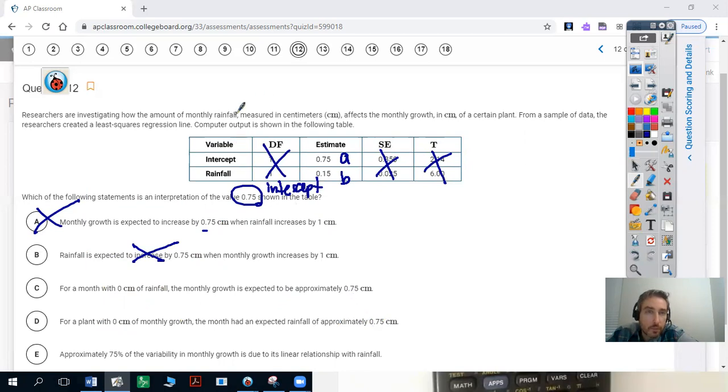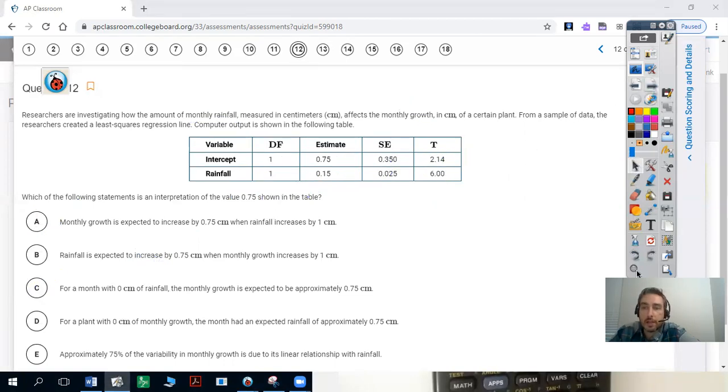So for example, we're predicting the growth. That's your y. And rainfall is going to be your x. So it would make sense for x to be, in that case, for a month with 0 centimeters of rainfall, the monthly growth is expected to be approximately 0.75 centimeters. That's your baseline. That's how much it's going to grow without rain. All right, next question.